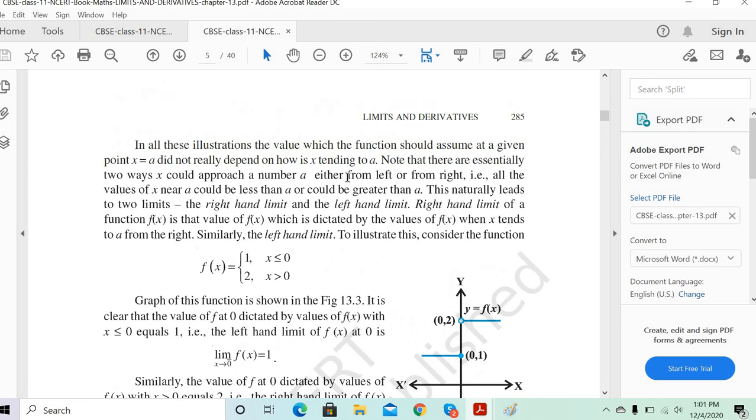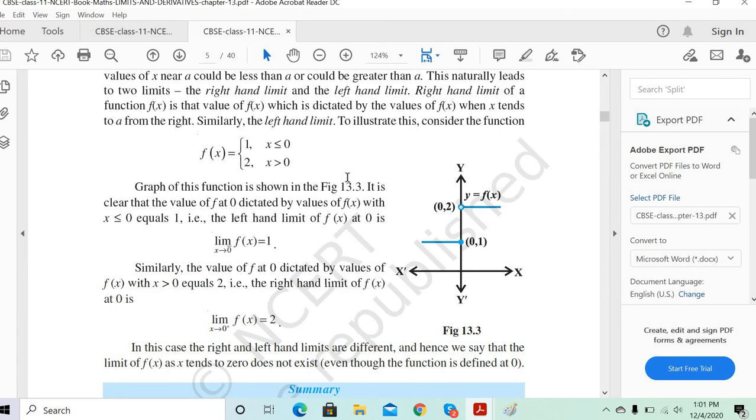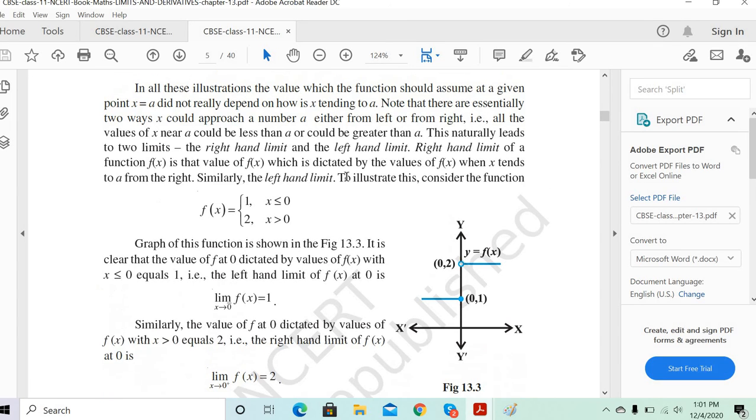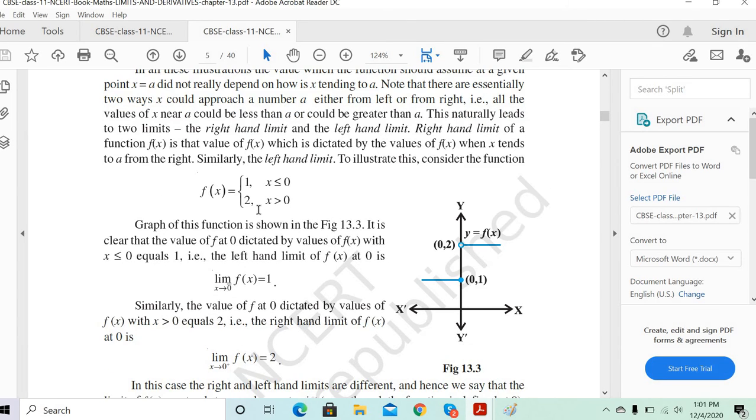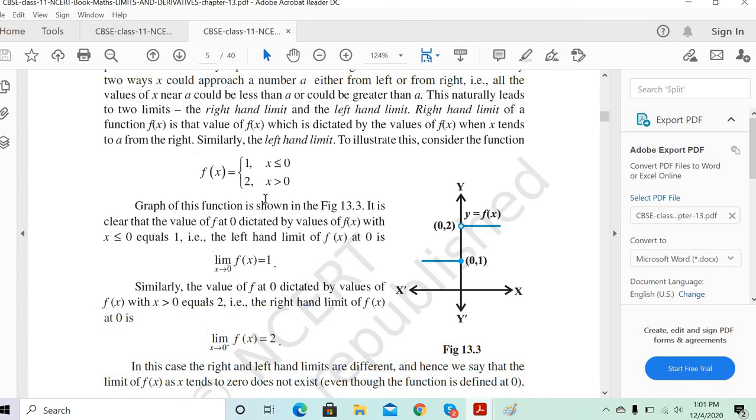Are you done, Tanisha? Yes, sir. 13.3. In this case, look at this part. The function f of x is equal to 1 and f of x is equal to 2. So we have two values of f of x, isn't it? And we want to find the limit when x tends to 0.